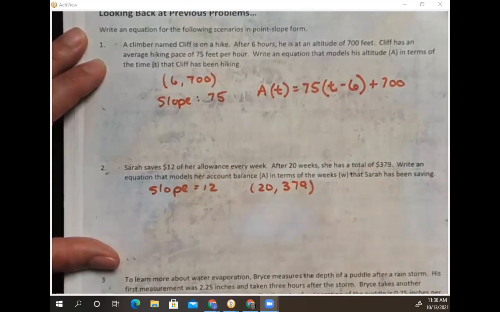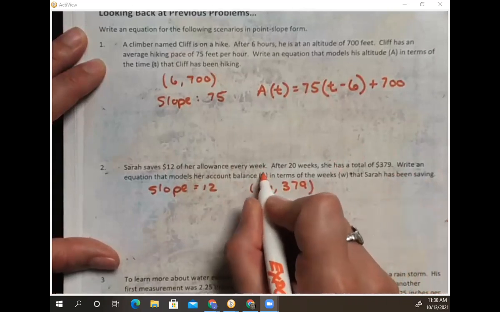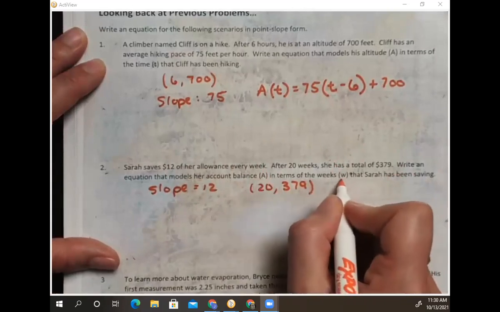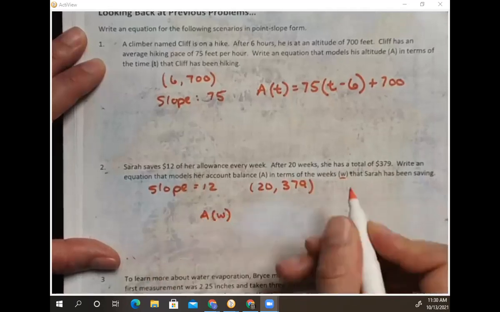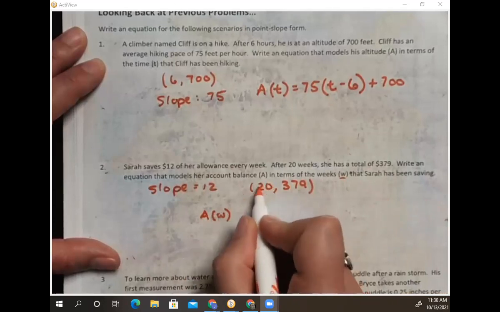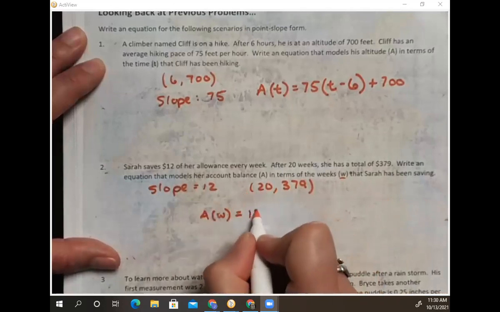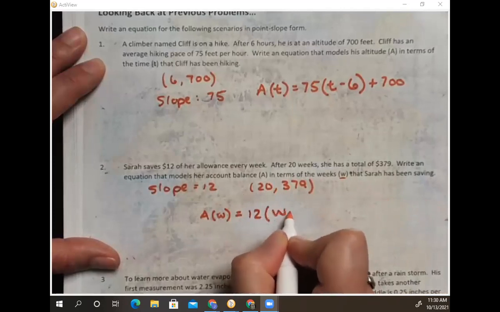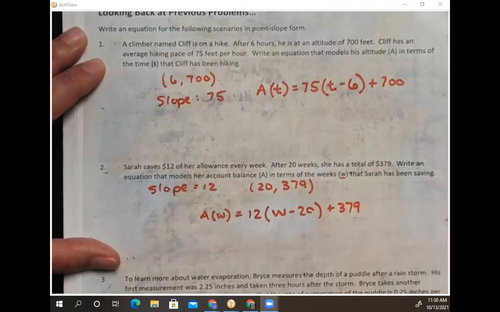Write an equation that models her account balance in terms of the weeks that she's been saving. One good thing to double check when I write my point, it says I want a function that models my account balance in terms of the weeks that I've been saving. So I want A of W. Make sure that your X coordinate, the thing that would go in the X spot, is your W value. So that's weeks here. So A of W equals 12 times W minus 20 plus 379. Point slope form.